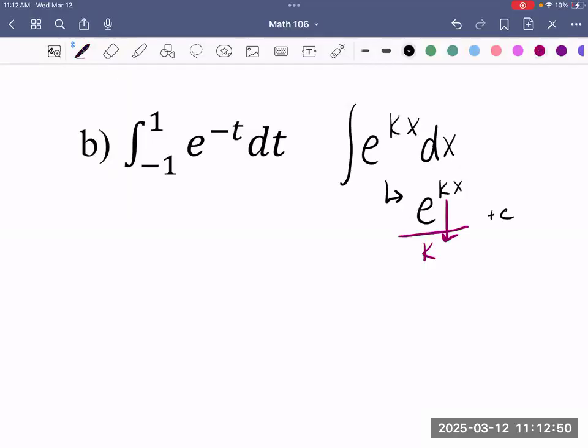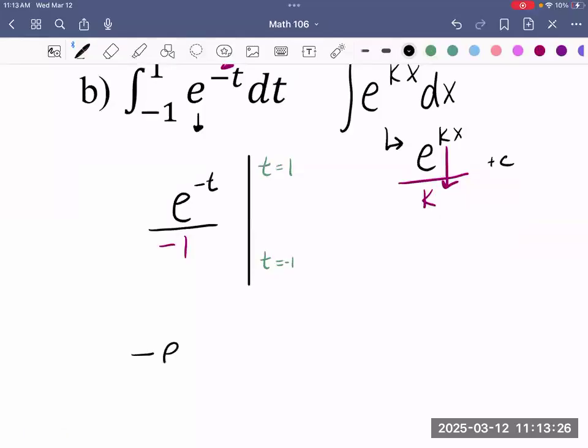So when we integrate e to the negative t, we write itself, and then we divide by k. Your k happens to be this -1, so we will divide everything by -1. And instead of saying plus c here, we're going to use t when it's 1 and when it's -1. Oops, forgot my little negative symbol, -1. There you go.